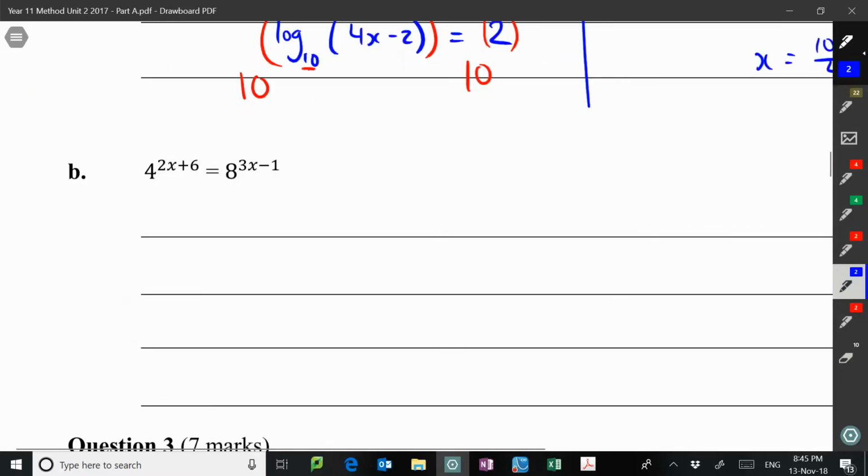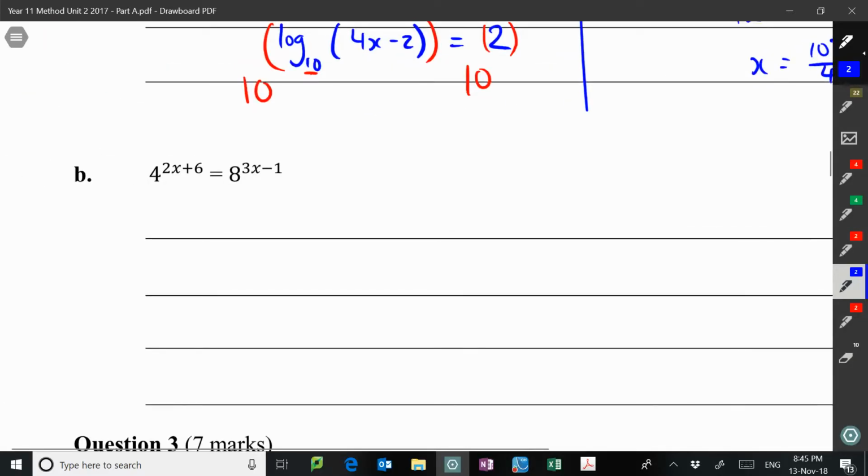Now, here we go. The next one, exponentials. Now, with exponentials, most of the time, it's about making it an equivalent expression. Notice the bases are different. It's a 4 and an 8. And there is no way I can do bases of 4 to get 8, because 4 to the power of 2 already gives me 16. So I can't get that 8.